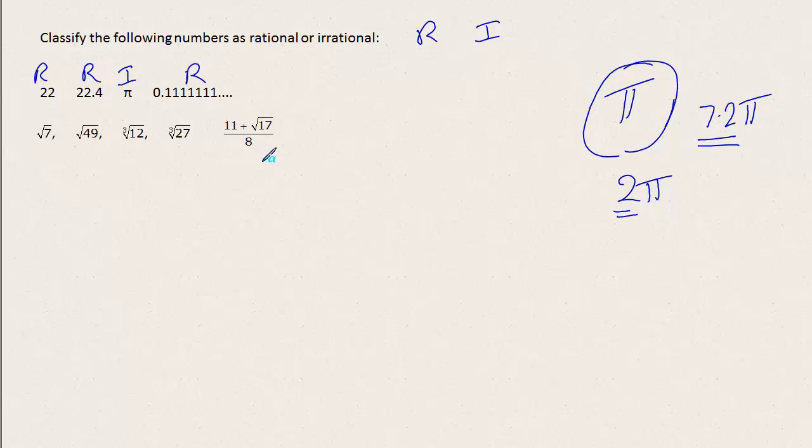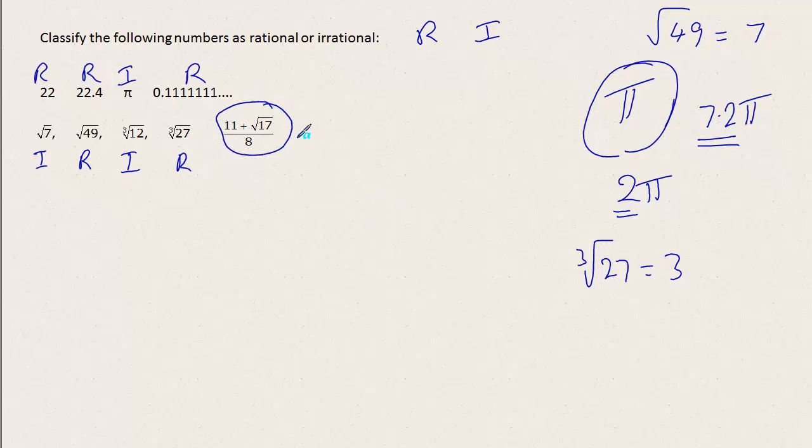Now let's move to these ones. 7 is not a square number. Therefore, the square root of 7 is a surd, which is a type of irrational number. The square root of 49, however, with 49 being a square number, is 7. So this one is rational because it's a whole number. 12 is not a cube number, so the cube root of 12 is a surd, it's irrational. 27 is a cube number. The cube root of 27 is actually equal to 3, a whole number, so this one is rational.